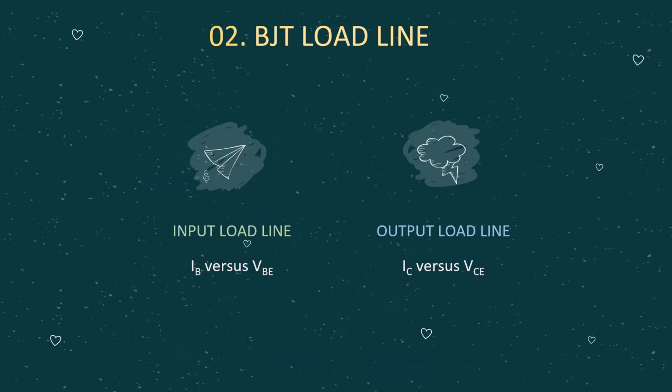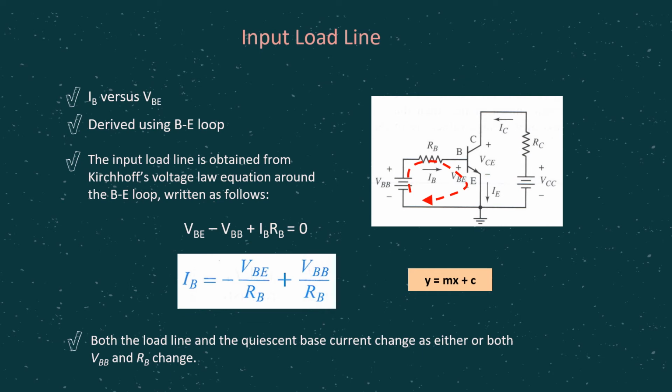Now we come to the second subtopic, which is on BJT load line. In BJT, there are two types of load line: the input load line involving IB versus VBE, and the output load line involving IC versus VCE. Talking about the input load line, obviously it is related to the BE loop because it is between IB and VBE.